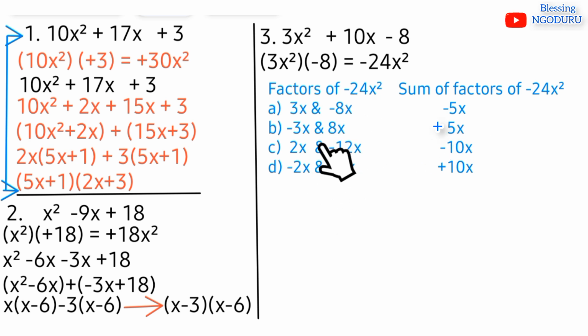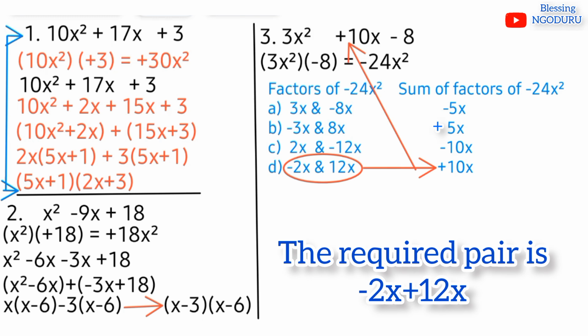The next factors of minus 24x squared are 2x and minus 12x. 2x times minus 12x gives minus 24x squared. 2x minus 12x gives minus 10x. Proceed to the next factors of minus 24x squared. Then adding minus 2x plus 12x together gives 10x, so the required pair is minus 2x and 12x.